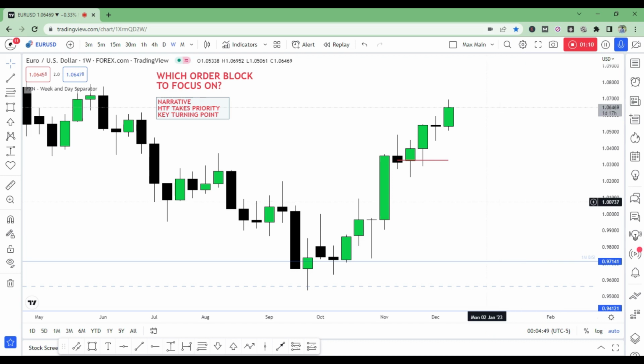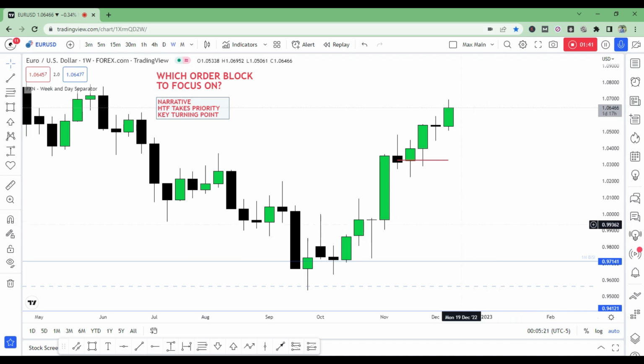Order blocks that are at key turning points are very essential in my analysis and in my consideration of an order block. So for instance, this order block down here, this is an order block. These two candles are order blocks. If you have not checked my video on order blocks, kindly check it out. The link is above this video and also in the description below. I outlined why these are order blocks, how to define an order block and how to know that an order block is confirmed and ready to take price to maybe the levels you're thinking of.